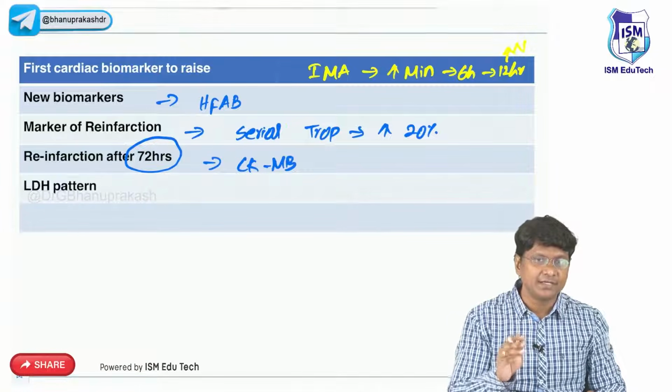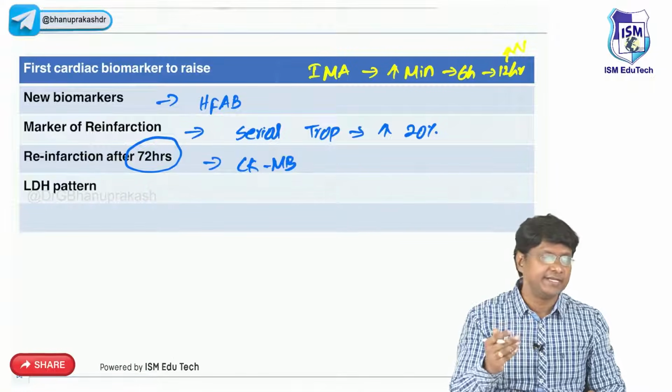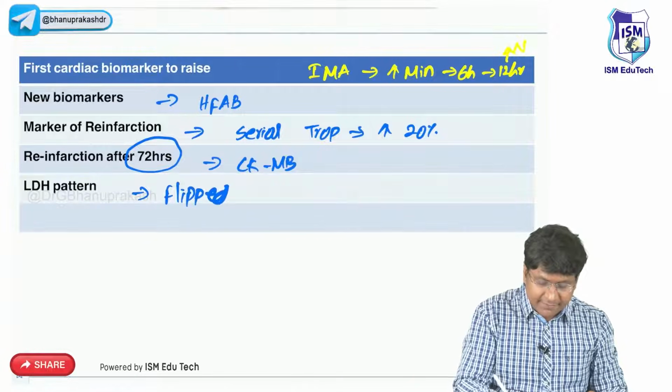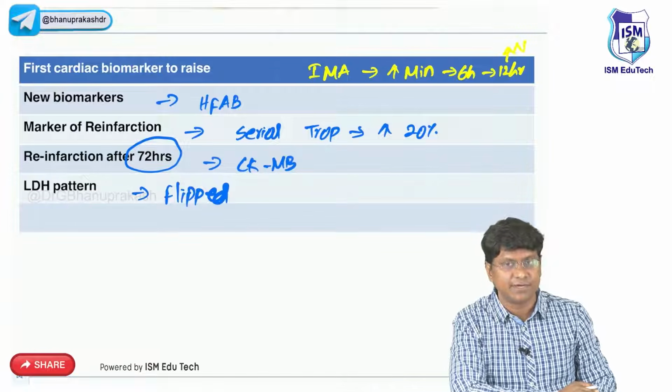Then the LDH pattern, it is also a flipped pattern, right? LDH1 will be more than that of LDH2. So that will be the flipped pattern. That is what you will observe in case of myocardial infarction.